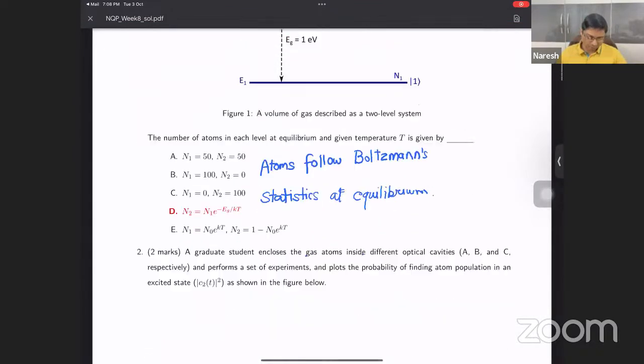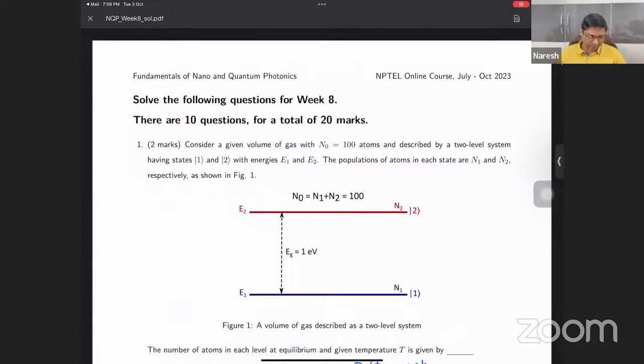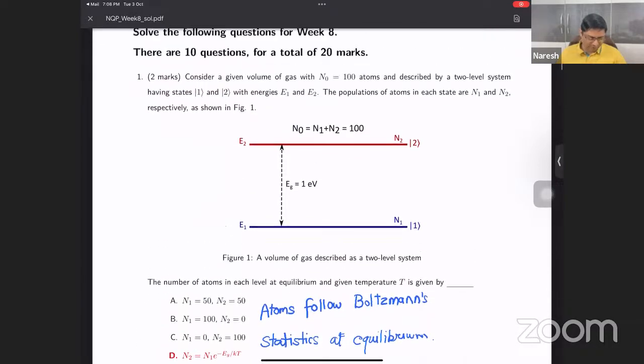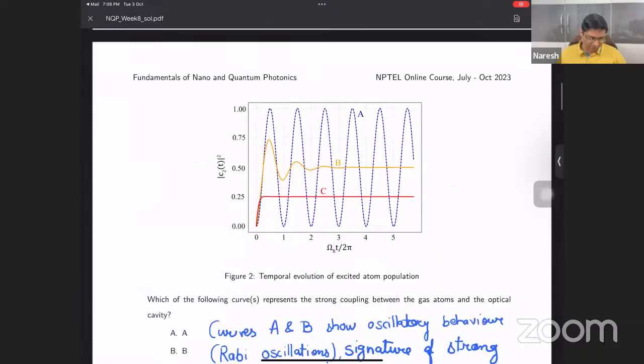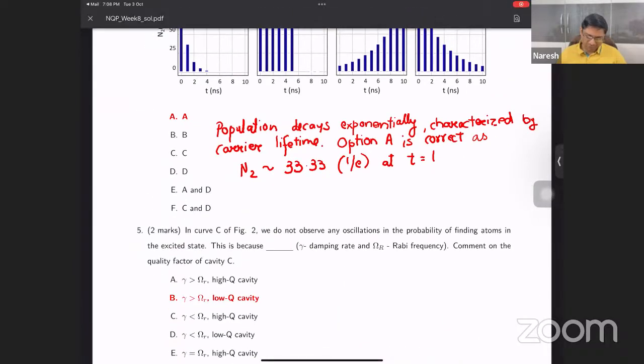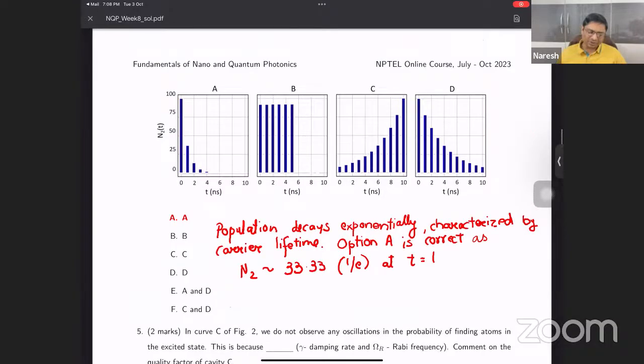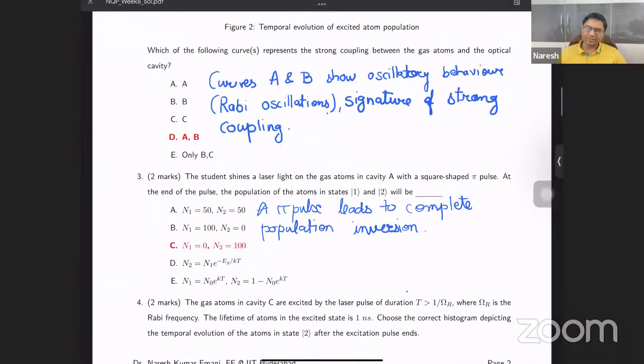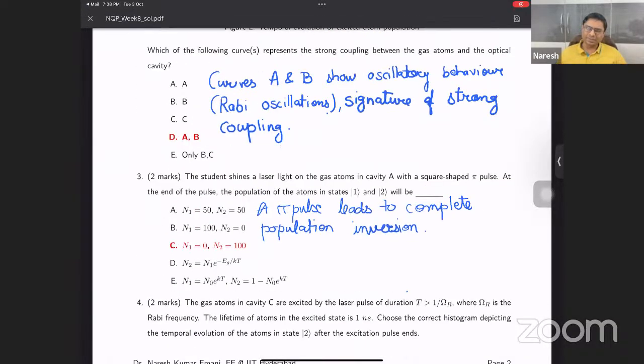So first of all, the initial thing. Question number 5: in curve C, we do not observe any oscillations in the probability of finding an atom in the excited state. This is because, okay. Now the question is, Ghosh, are you there? Can you hear me? Okay, so the idea is, what are we talking about?